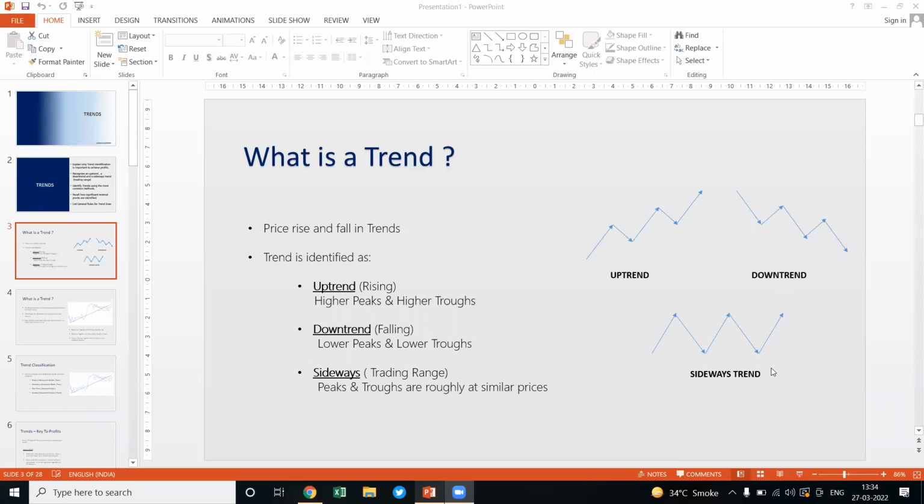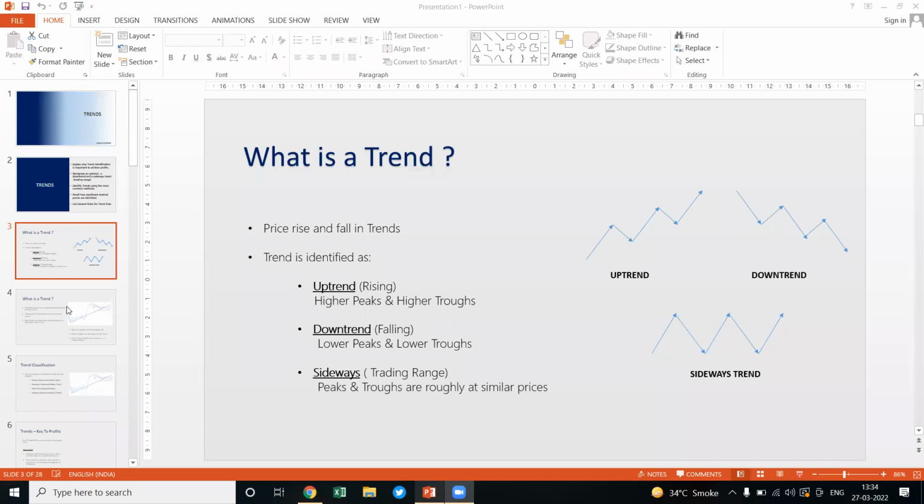So an uptrend, downtrend, and sideways trend look like this. The basic idea of identifying a trend is that in technical analysis there is a basic assumption that if a stock is in a particular trend, then you can make money out of it. If the stock is in an uptrend, you can go long. If the stock is in a downtrend, you can go short. And if the stock is in a sideways trend, you will look to buy at support levels and sell at resistance levels.